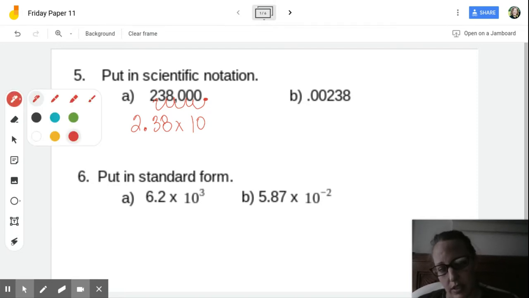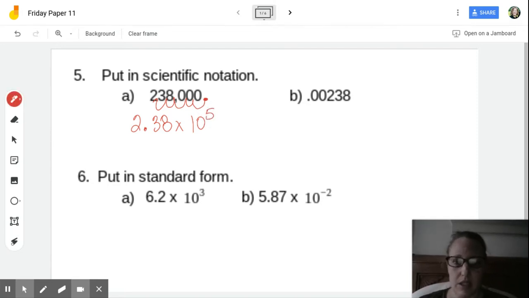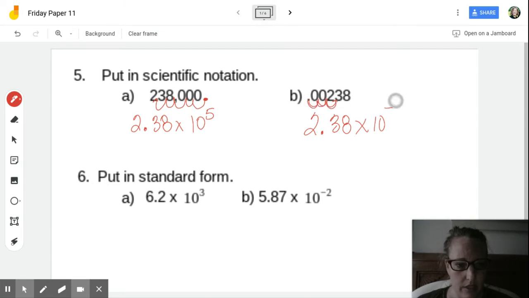And we know that that's going to stay positive because it's a really big number, right? We're going to take this and multiply it by powers of 10 to make it equal. Now, letter B, we're going to do 1, 2, 3 powers of 10 to the right. So we end up with 2.38, which is the same as A, times 10 to the negative 1, 2, 3.